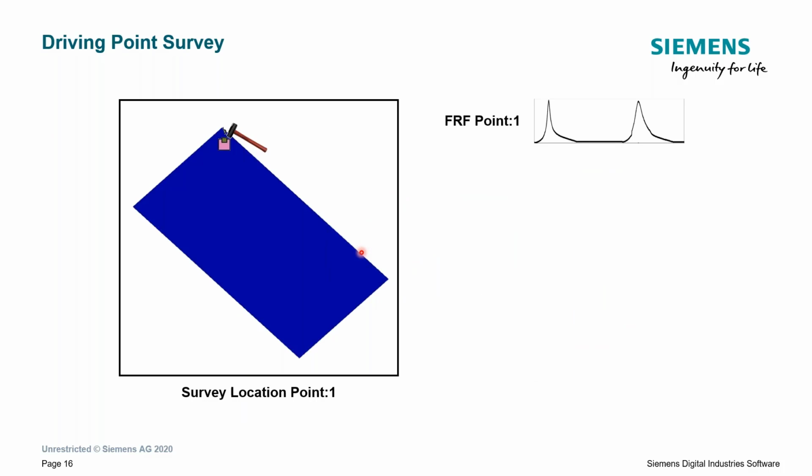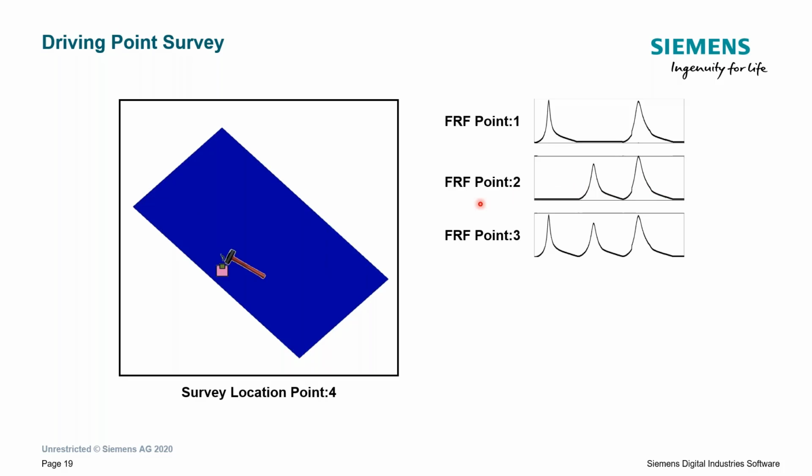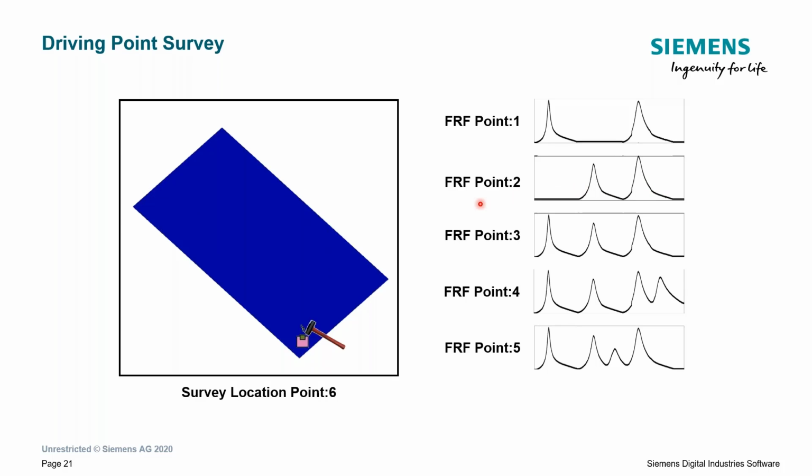So this is kind of how a driving point survey would go. Let's say we have this simple plate, and I've got my accelerometer and my hammer at one specific location, and we call that FRF point 1. And I find the modes here by measuring that. And then I go to point 2 with both my hammer and accelerometer, and I see some modes again, and I continue to do that. And let's say I take a driving point survey of 6 different points.